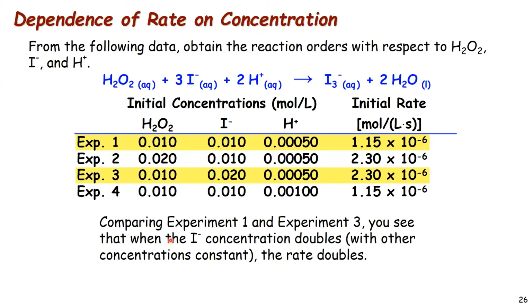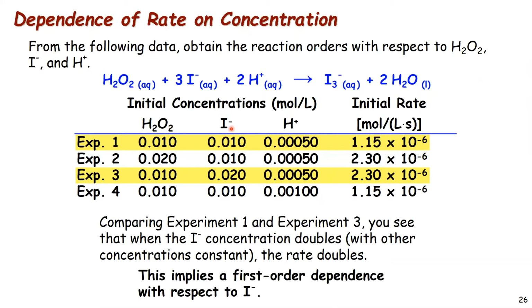Okay, so what happened to the concentration? So let's see, Kaylee, what happened to the concentration of iodide going from experiment 1 to 3? It doubled. What happened to the reaction rate? It doubled. So what's the reaction order then of iodide? First order. First order again, right?